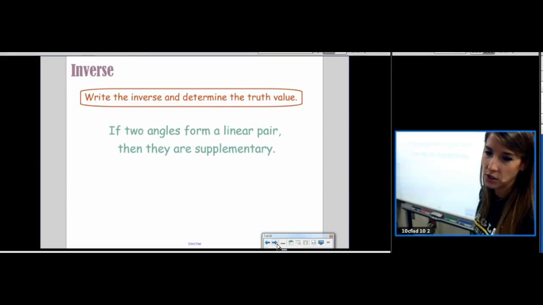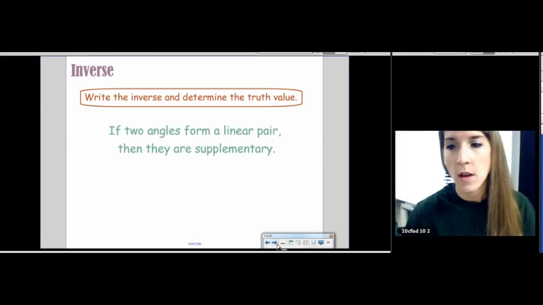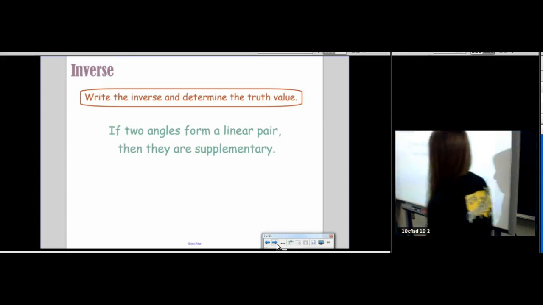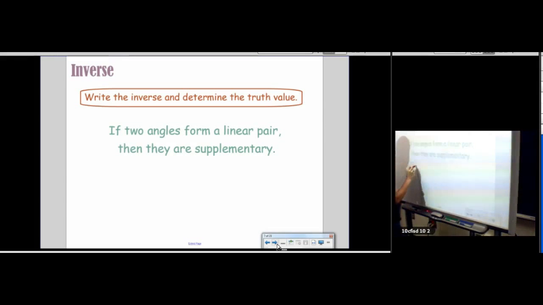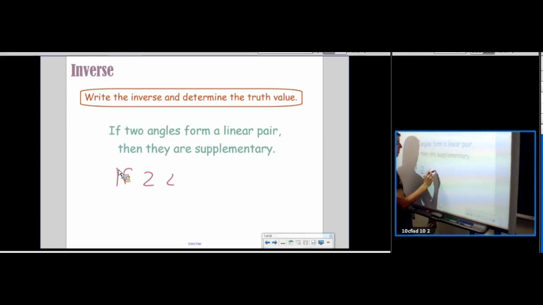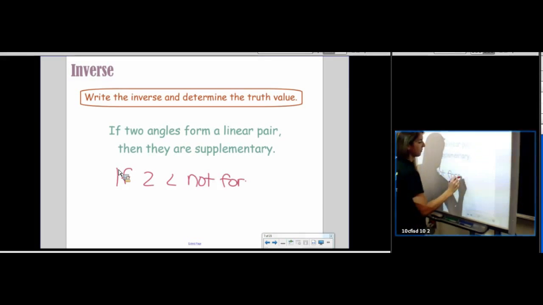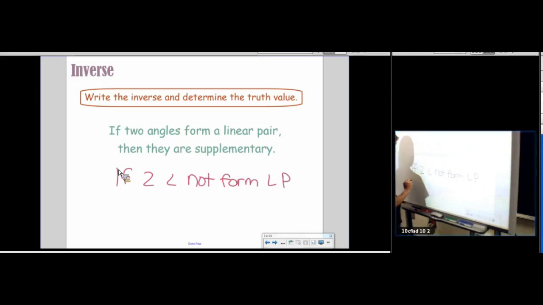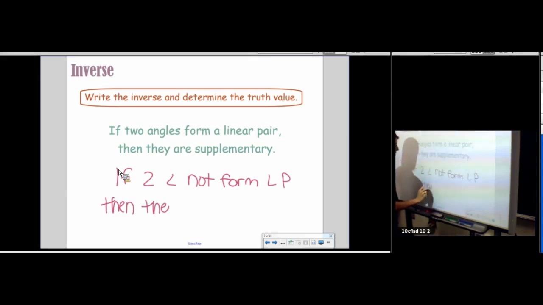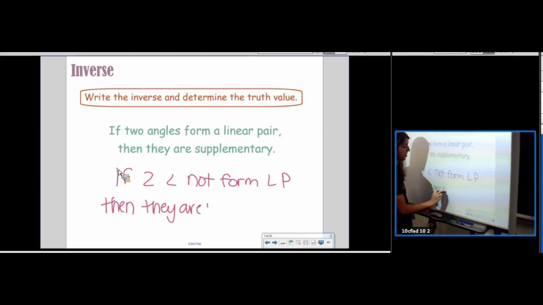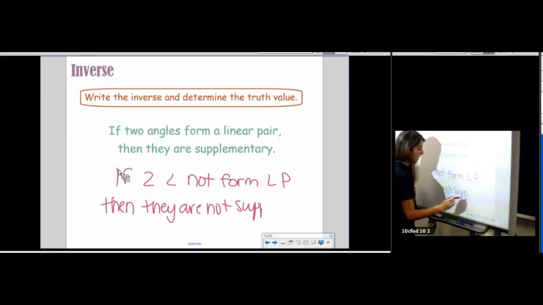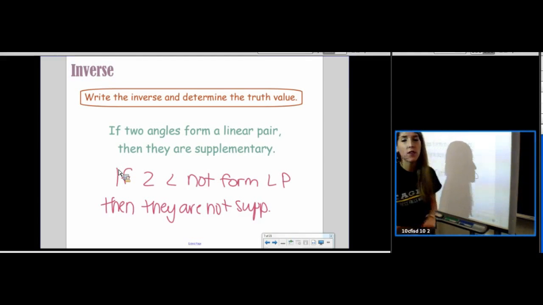Then they are supplementary. Okay, inverse. If two angles do not form a linear pair, then they are not supplementary. All right, let's do the truth value of both.